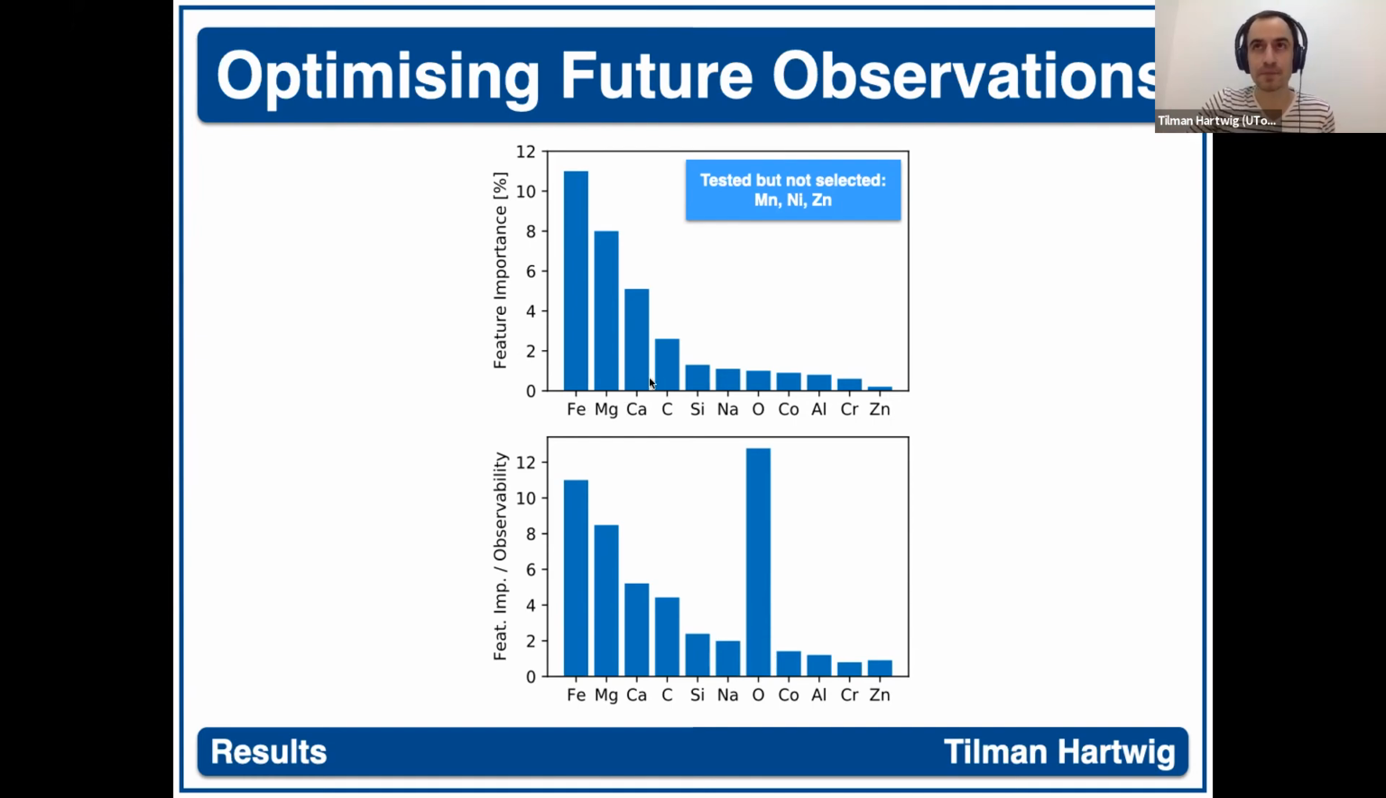However, this is dominated by the observability. Iron, magnesium, calcium are just easy to detect. So in the bottom plot, even though we don't yet fully understand how to interpret this, we try to take out this bias of observability, and we just divide by the probability that an element is observed. You can see that now oxygen sticks out, because oxygen has a very small chance of being observed in those extremely metal-poor stars. But if it is observed, it seems to provide a lot of information for this classification. This is nice and interesting, and hopefully useful for some future observational proposals, if people want to motivate why we should observe more oxygen.